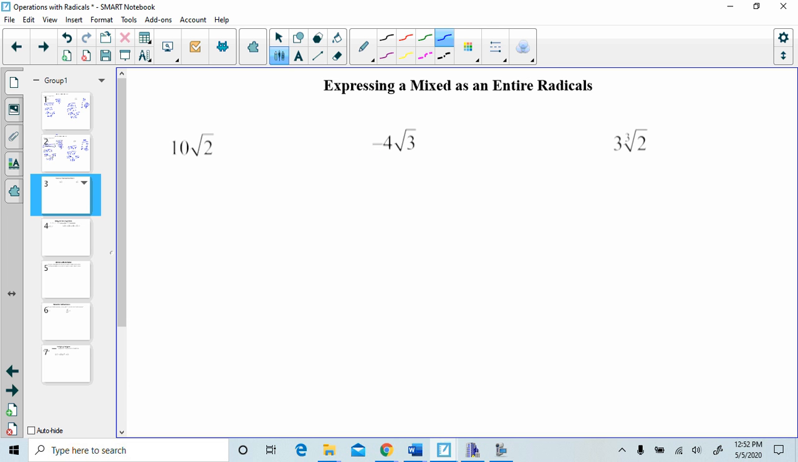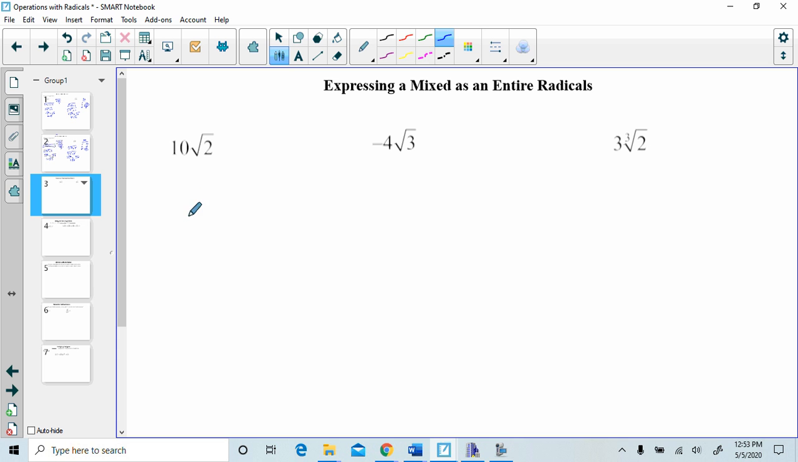Okay, so moving to expressing mixed as entire radicals. So we're just going to move from 10 root 2, keeping in mind the index on this one. You don't see it again, but there's a 2 there. So technically that 10 got out because it was square rooted. It used to be under the root, and we square rooted it to get out there. So that means there used to be 100 underneath the root sign. So let's just go through and show that.